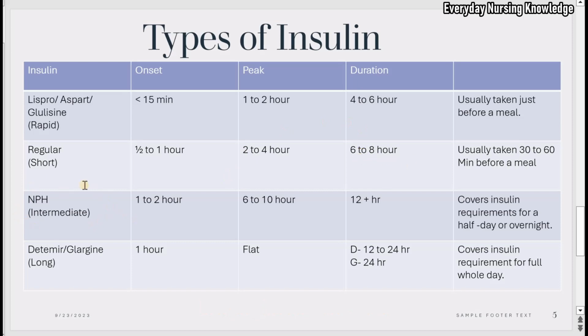The NPH, which is the intermediate insulin, has an onset of action of 1 to 2 hours with a peak effect of 6 to 10 hours, and it lasts up to 12 plus hours. So it covers insulin requirements for half a day or overnight.